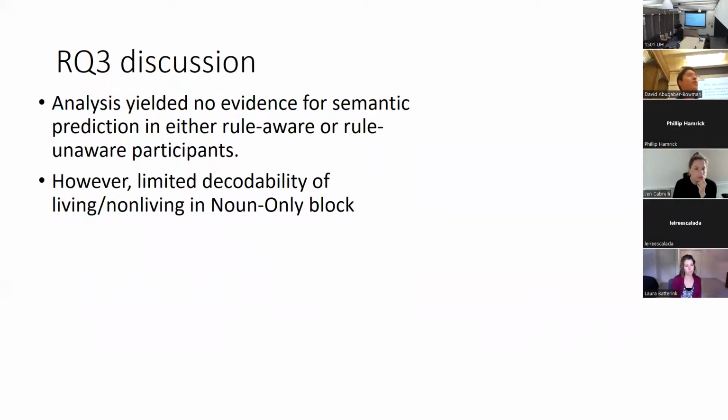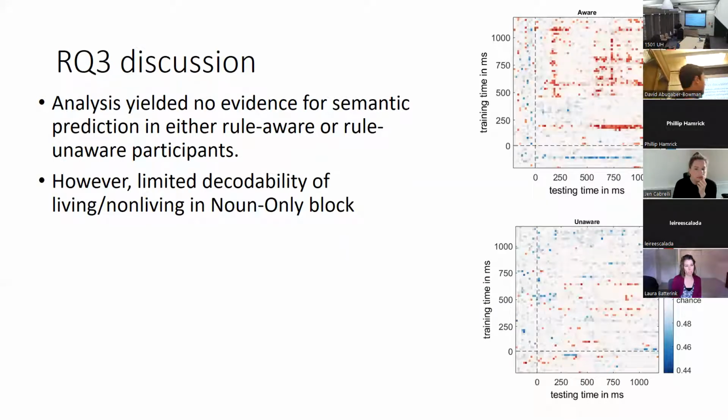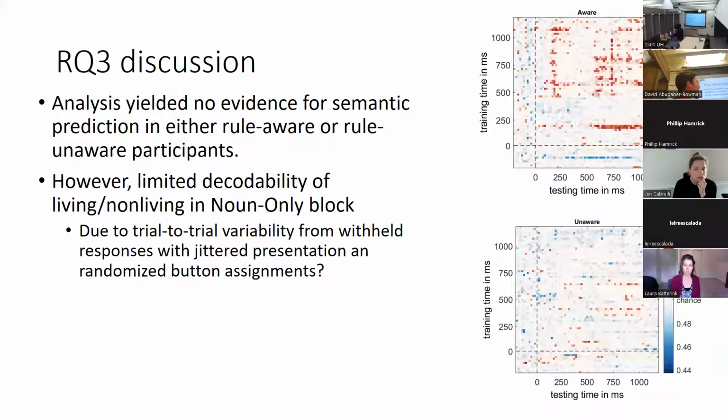For RQ3, we found no evidence of semantic variation between aware or unaware participants. However, again, our decoder within block analyses doesn't show statistically significant performance here. So here for the aware and the unaware participants, you can see how good their decoders were at telling the difference between living and non-living in the first place. And for neither case was it statistically significant. I attribute this in the dissertation to trial-to-trial variability in the data that we used to test it.